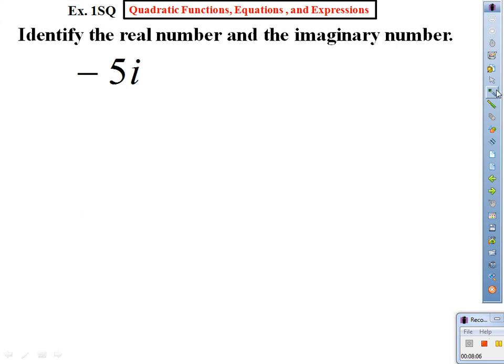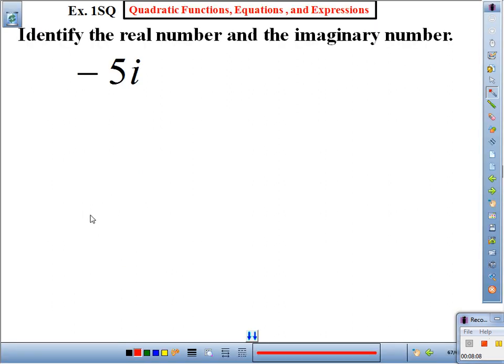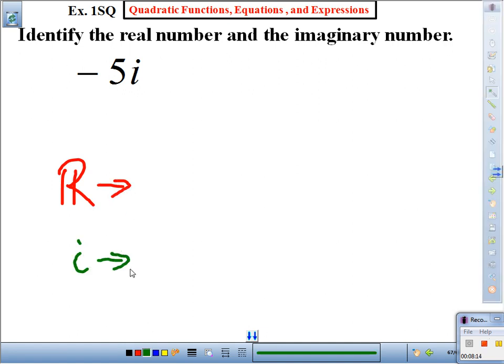Copy that. Example 1c. Real. Imaginary. They are complex numbers. Who went last? Ramon, pass to Jake.